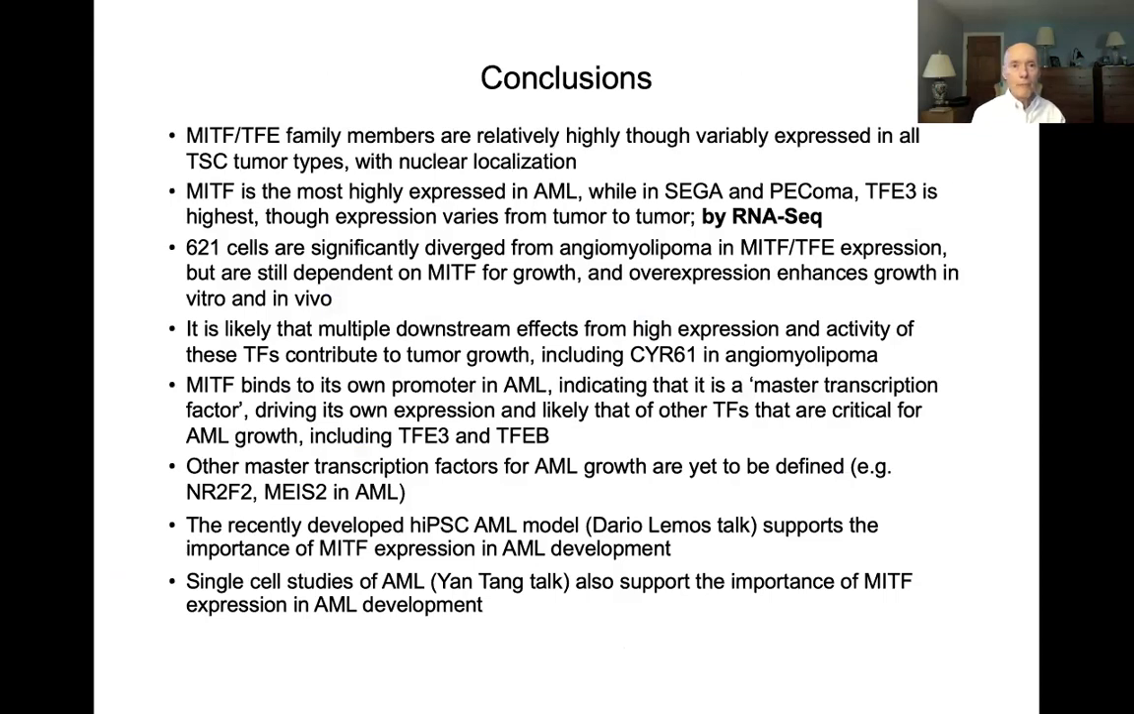So in conclusion, MITF, TFE3, TFE family members are relatively highly variably expressed in TSC tumor types with nuclear localization. MITF is the most highly expressed in AML, while in SEGA and PEComa, TFE3 is highest, though expression does vary from tumor to tumor. And again, this is based upon RNA-seq data, and protein data may be quite different. 621 cells are significantly diverged from angiomyolipoma and MITF expression, but still dependent on MITF for growth, and overexpression enhances growth in vitro and in vivo. It is likely that multiple downstream effects from high expression and activity of these TFs contributes to tumor growth, including CYR61 and angiomyolipoma, something which I don't have time to talk about today.